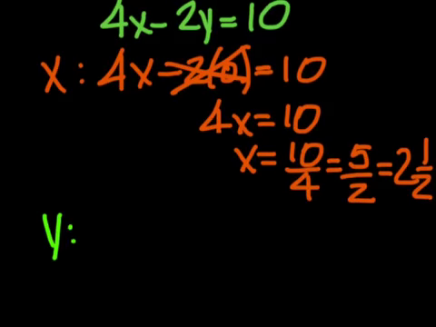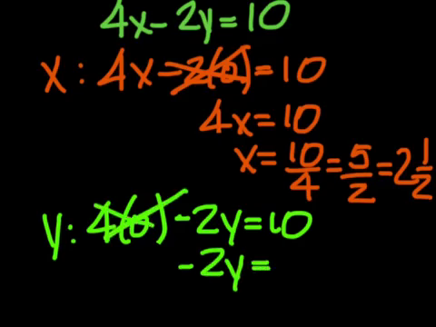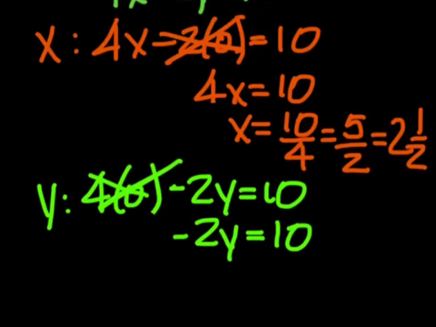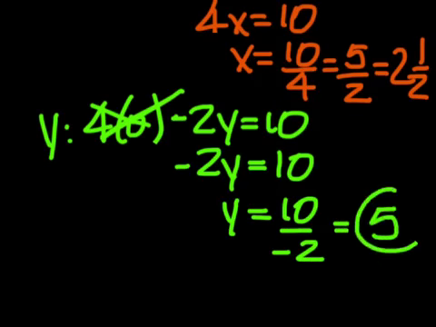For the y-intercept, you put a 0 in for x. That cancels out. So -2y equals 10. Divide 10 by -2 and get a -5.